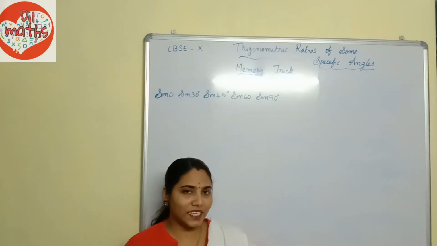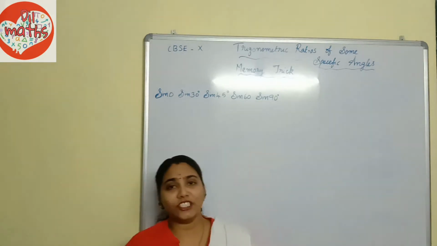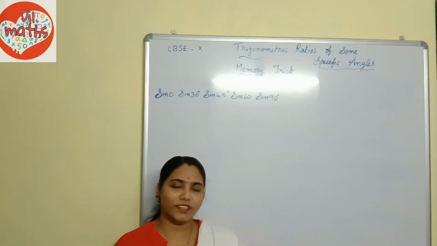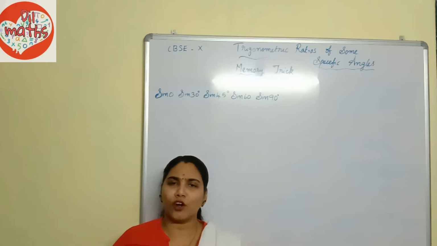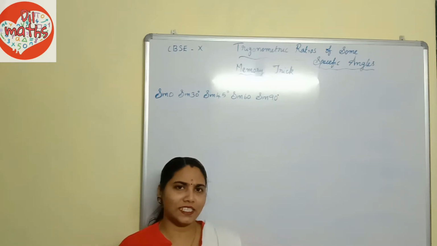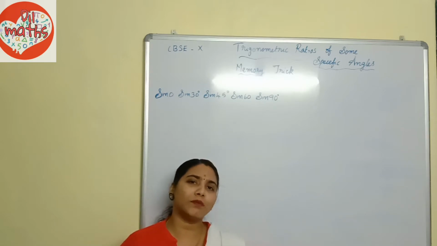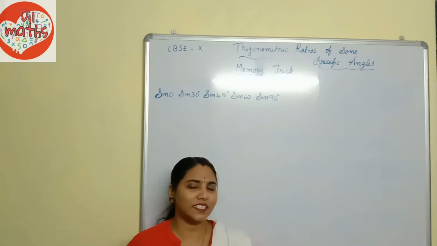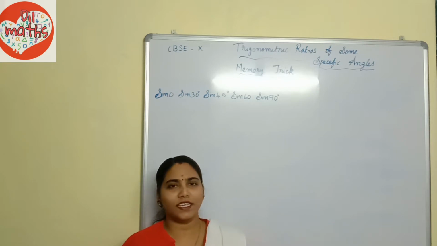It is coming in 10th standard CBSE syllabus. So we'll check a memory trick to remember trigonometric ratios of some specific angles. Which are all the angles we want to remember always? Sine 0, sine 30, sine 60, sine 45, sine 90 degree. That means you have to remember the values of 0, 30, 45, 60 and 90 degree, isn't it? For all the trigonometric ratios, you have to remember these values only. Sine 30, cos 30, like that.